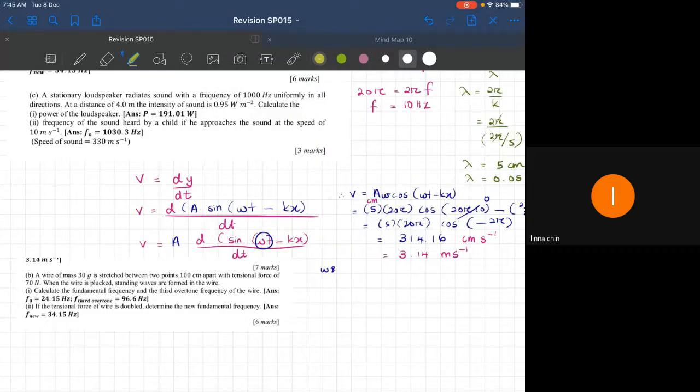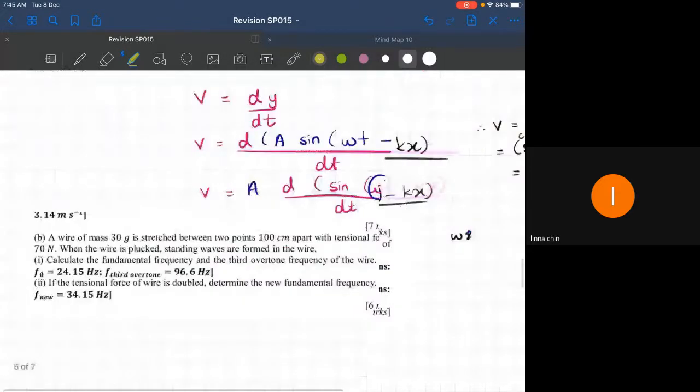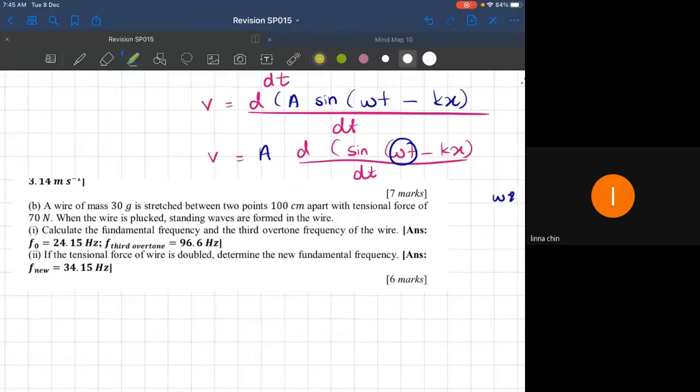Okay. Right, so let's read this question. A wire of mass 30 gram is stretched between 2 points 100 cm apart. So kita ada string tau, ada wire, okay. So we are talking macam instrument gitar tu. Di mana panjang dia sebanyak 1 meter lah 100 cm, and then mass dia sebanyak 30 gram. Right. I think, no. It's not 0.3 kg. It will be 0.03 kg.